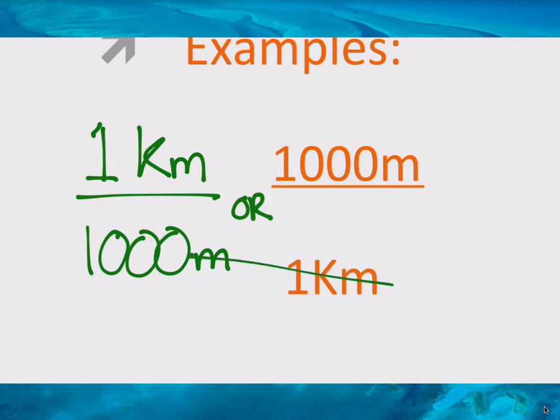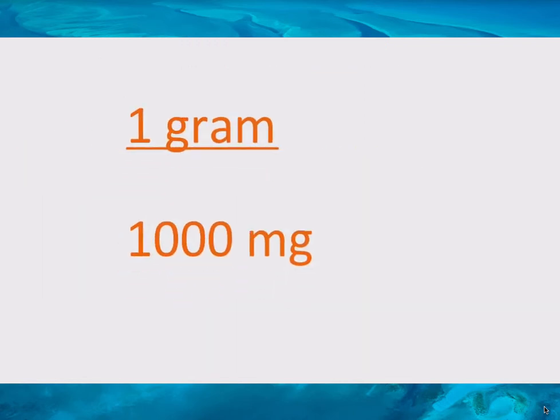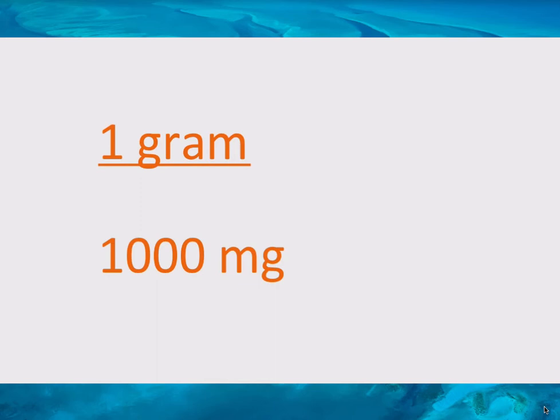The same thing is true, whoa, Mr. Bornheimer, over here. 1 gram equals 1,000 milligrams. Well, you could also write this how? 1,000 milligrams equals 1 gram.